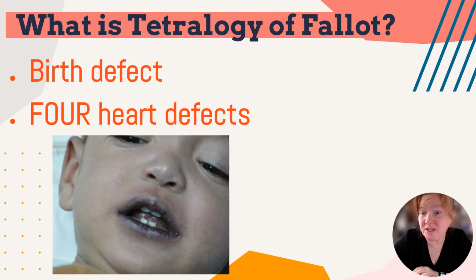Now, what is Tetralogy of Fallot? Well, that is one of the things that Dr. Blalock is trying to help with. It is a birth defect, and we had talked about that previously. It is 4 specific heart defects. Okay, and it's important to know that because this is not a simple fix. This is something that requires surgery, and children who do not have this fixed do not have a long life expectancy.